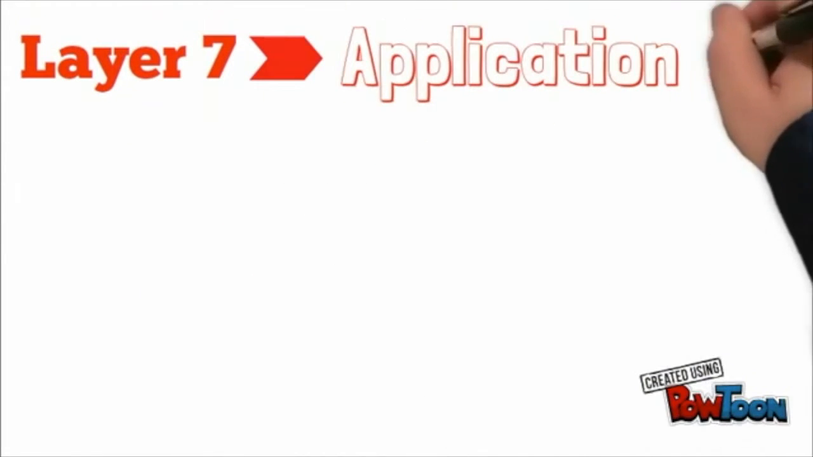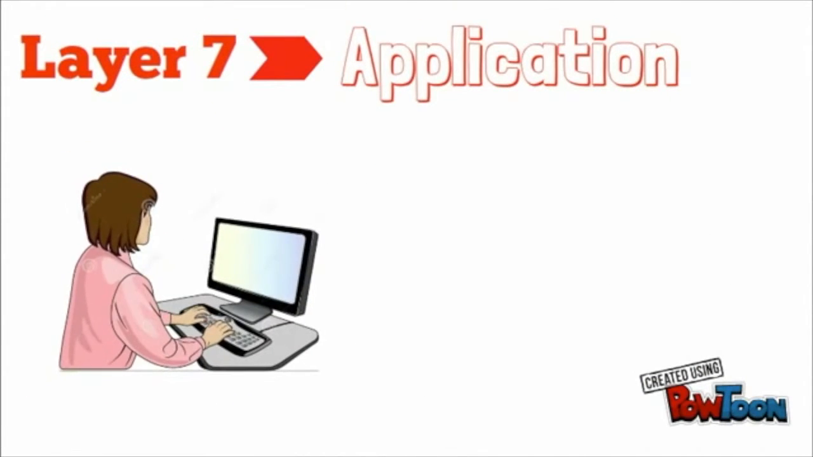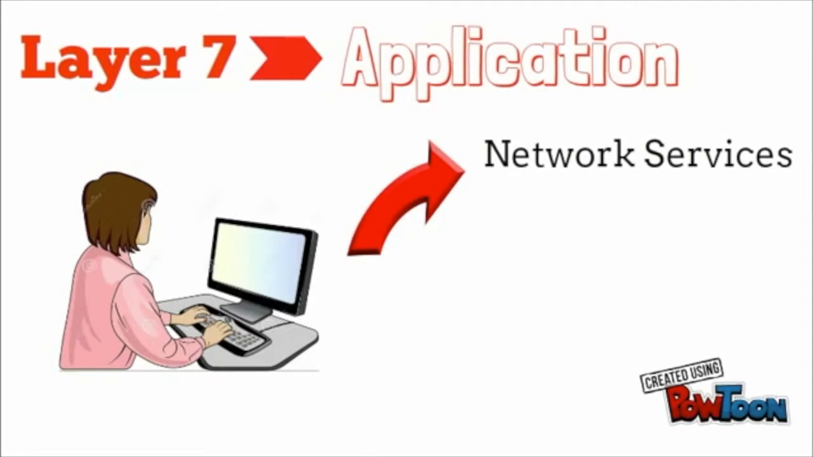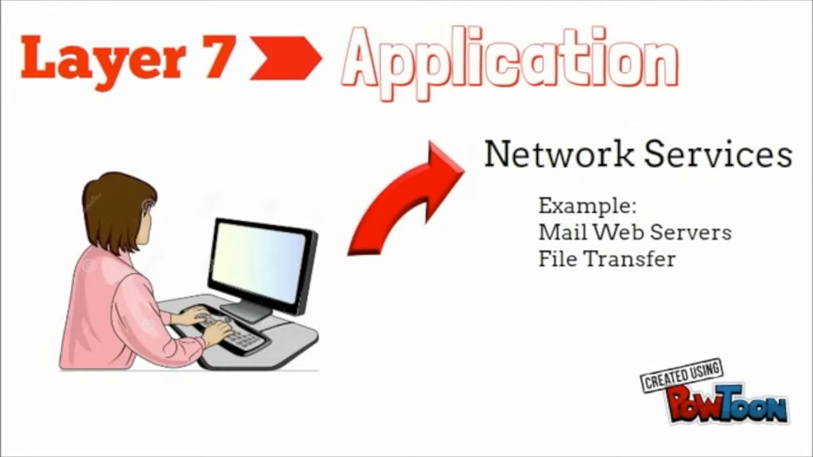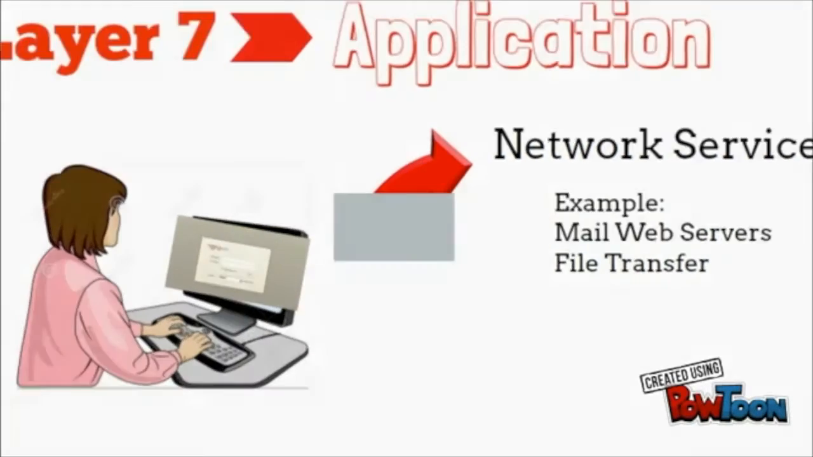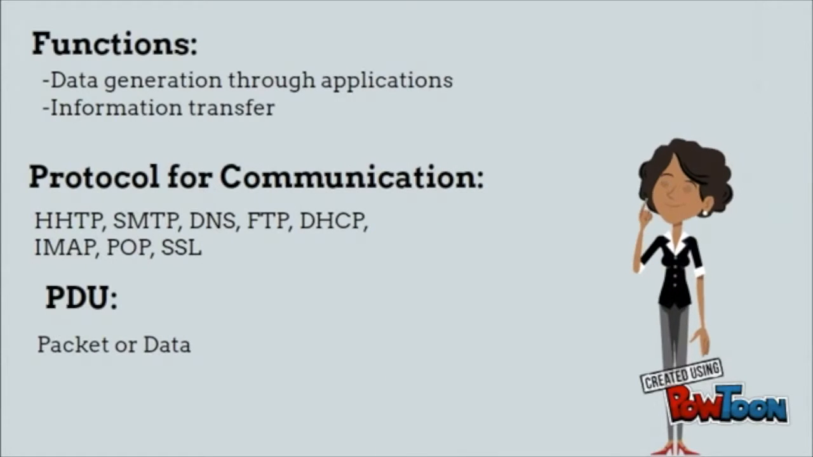Let's start with the 7 layers. The 7th layer is the application layer. This layer serves as a window for users and application processes to access the network services. You find network applications such as mail web servers and file transfer on this layer. So this is the layer you go to when you type studentmail.aus.edu. More details about this layer are listed here.